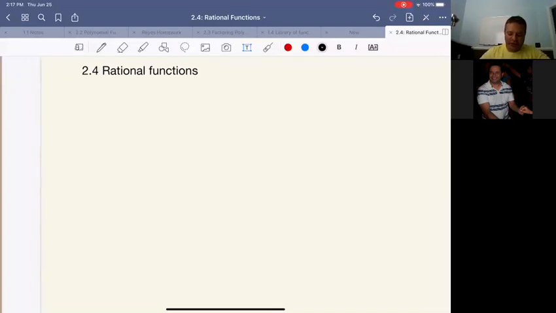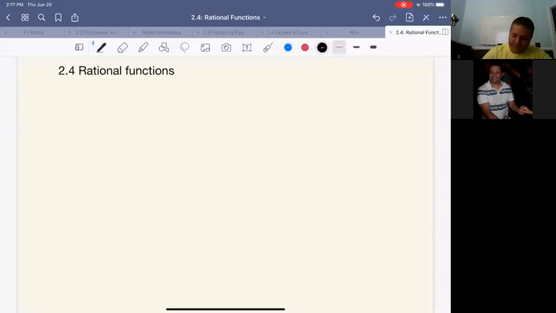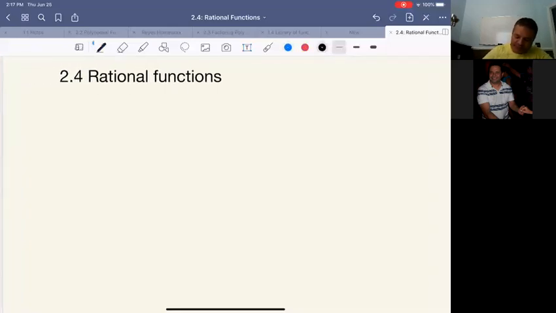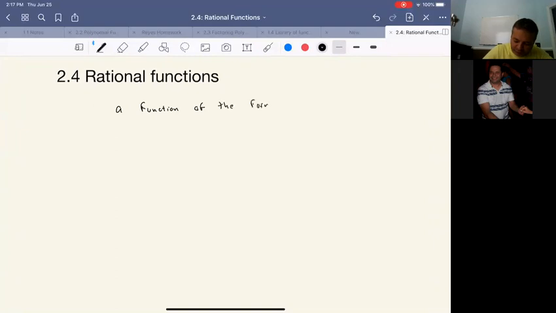So a rational function is a function of the form y equals p of x over q of x, where p of x and q of x are both polynomials.